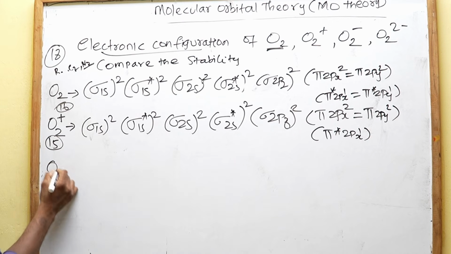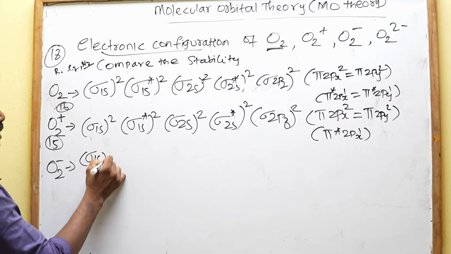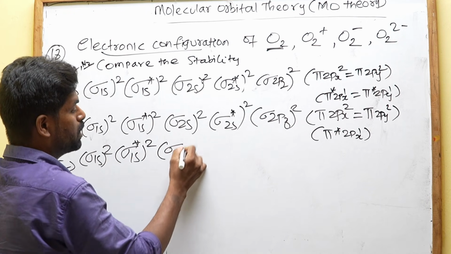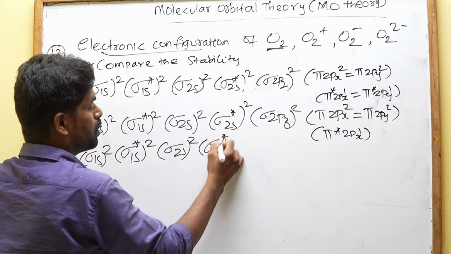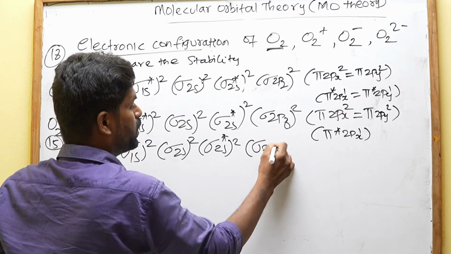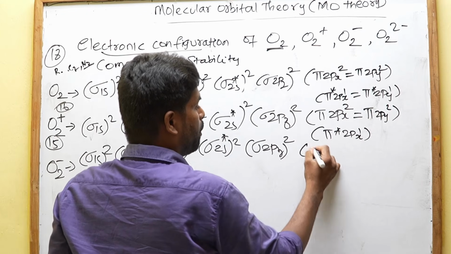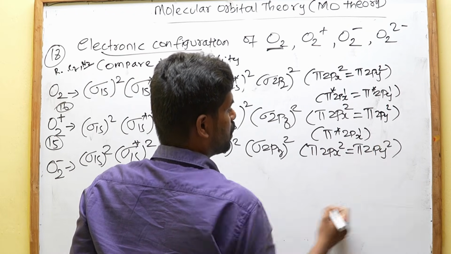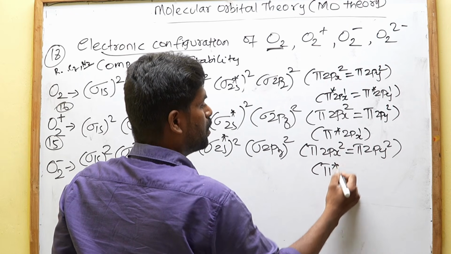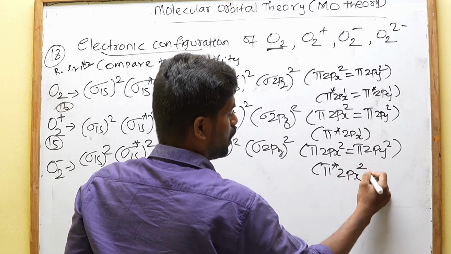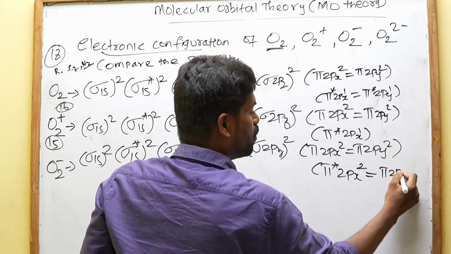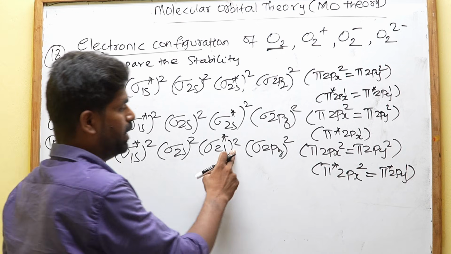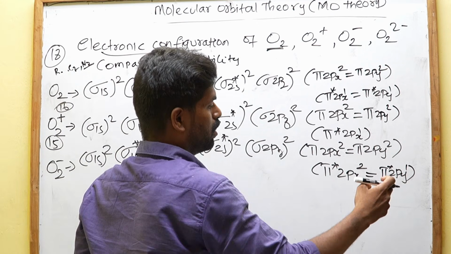Next, O2 minus. Similarly, sigma 1s has 2 electrons. Sigma star 1s has 2 electrons. Sigma 2s has 2 electrons, sigma star 2s has 2 electrons, sigma 2pz has 2 electrons, pi 2px has 2 electrons equals pi 2py has 2 electrons and pi star 2px 2 electrons equals pi star 2py 1 electron. Let's count the number of electrons. 2, 4, 6, 8, 10, 12, 14.